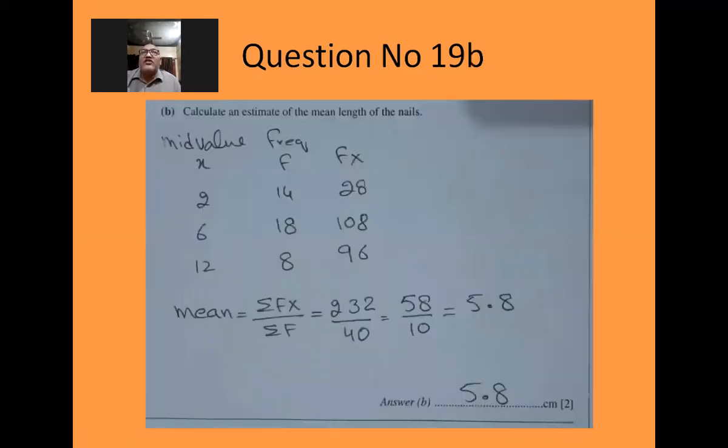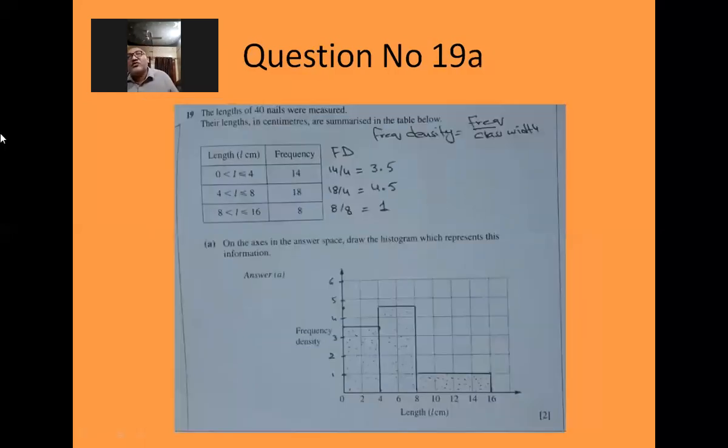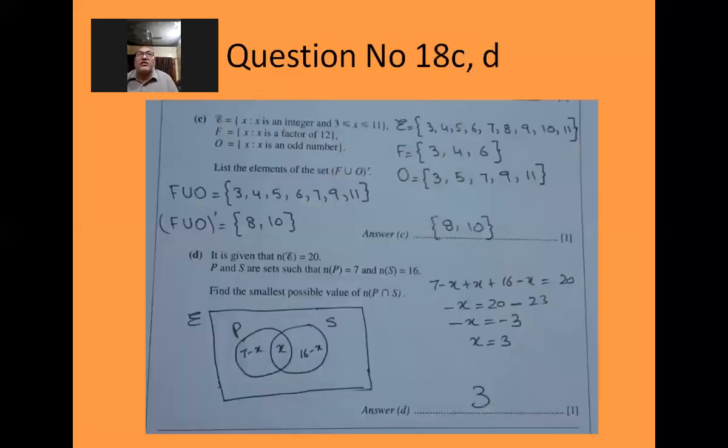So that was question number 19 A part. The next part is, he says, calculate the estimate of the mean nail length of the nails. If you want to find the mean, you will have to find the mid value. Its mid value will be 0 plus 4 divided by 2. The next mid value will be 4 plus 8, the whole thing divided by 2. And the last mid value will be 8 plus 16 divided by 2.